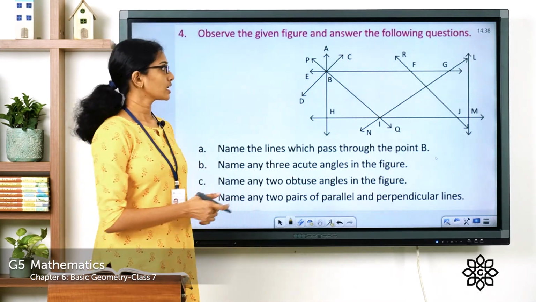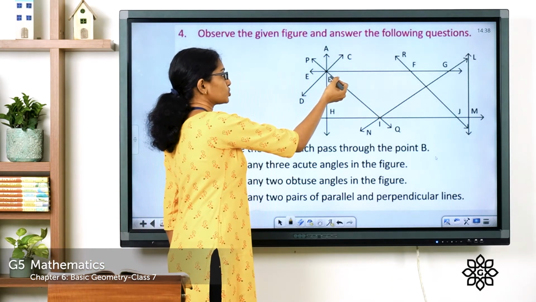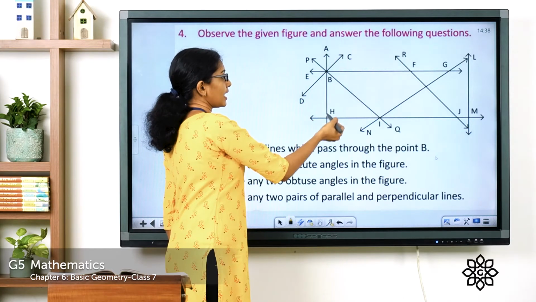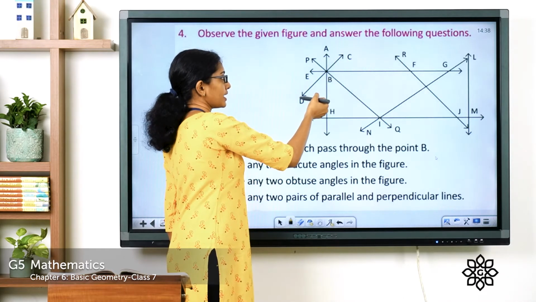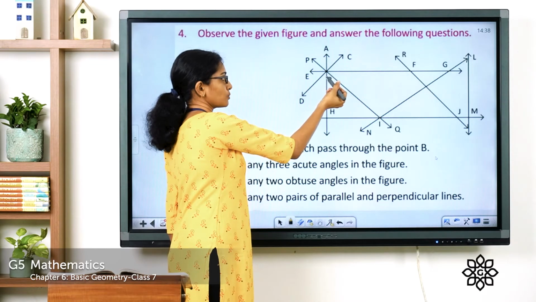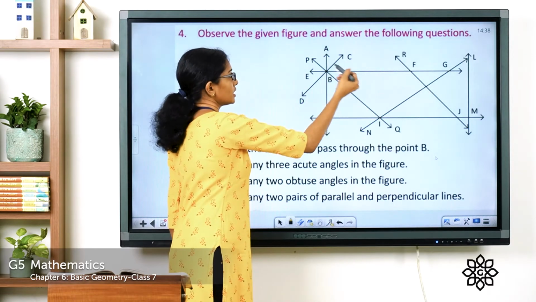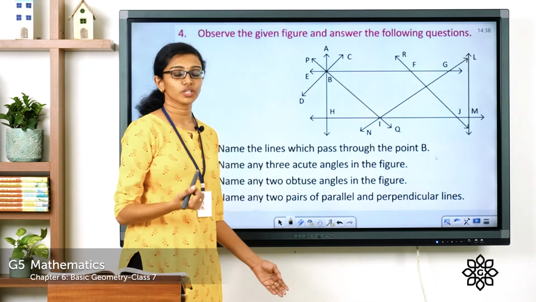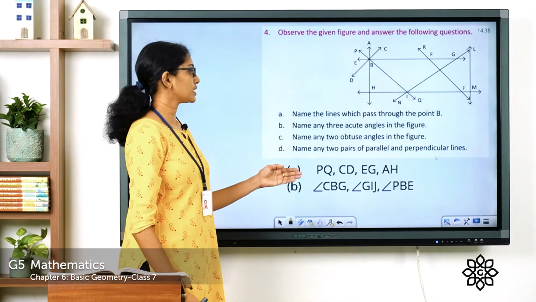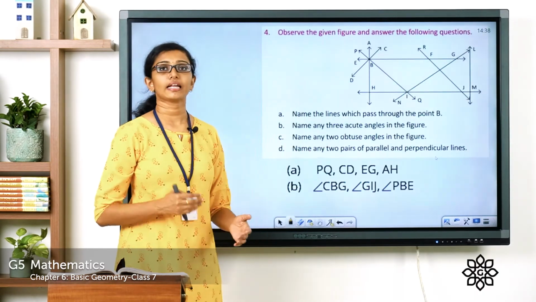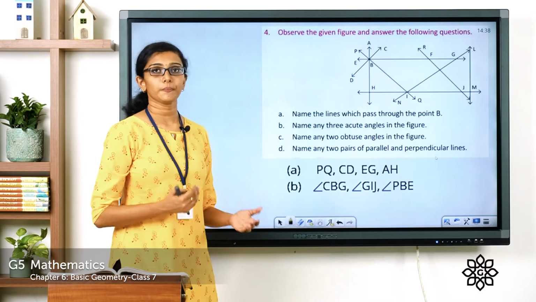Observe the lines. Here you can see the point B. Which are the lines? Line AH passes through B. Line CD or DC passes through B. Then line EG, line PQ. So which are the lines? The lines PQ, CD, EG and AH pass through the point B.